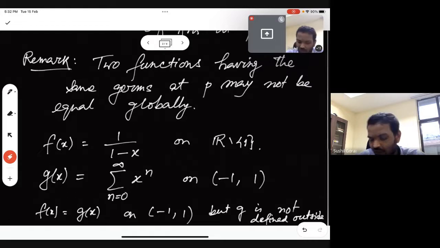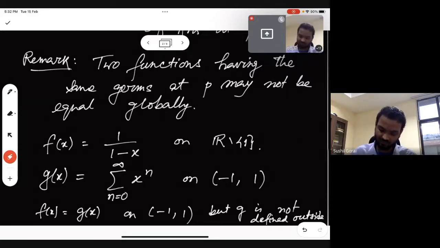In complex analysis also you can see this function f(z) equal to 1 over 1 minus z and g(z) equal to the sum of z to the power n. Any question?